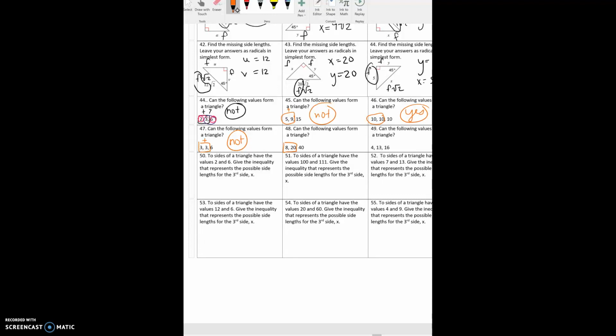8 plus 20 is 28. That is not bigger than 40, so it cannot form a triangle. 4 and 13 added together is 17, which is bigger than 16, so yes, they can form a triangle.